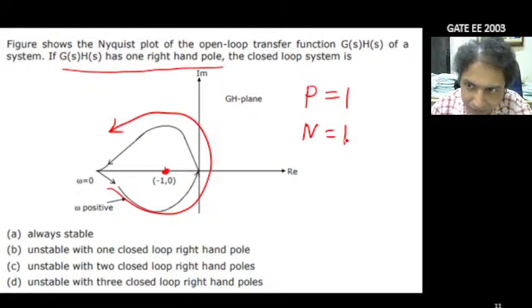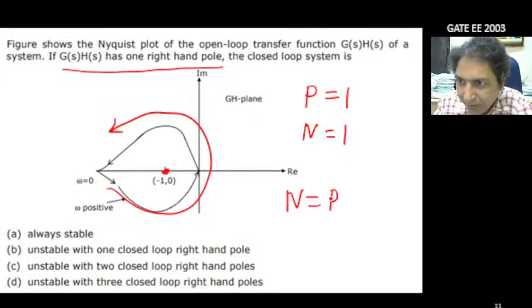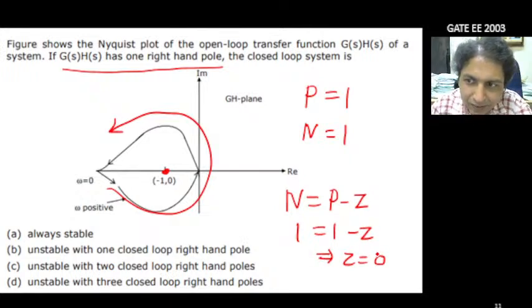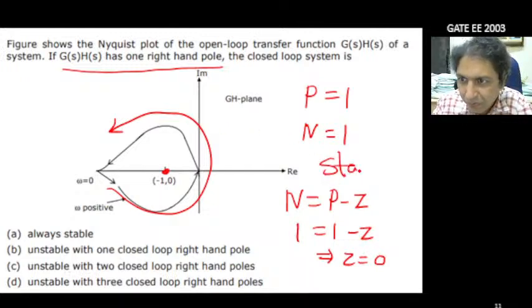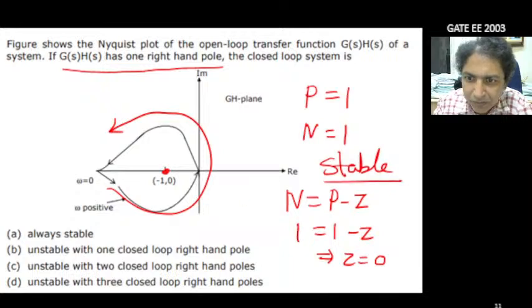Be careful. So what is your equation? Equation is that n equals P minus Z. n equals 1, P equals 1, so Z equals 0. What is the meaning? There is no closed loop pole on the right hand side, so it is always stable. So this is stable. So A is the correct answer. It is always stable.